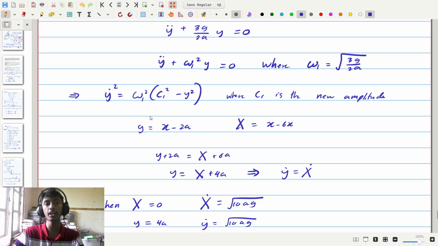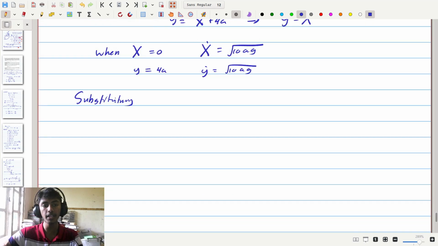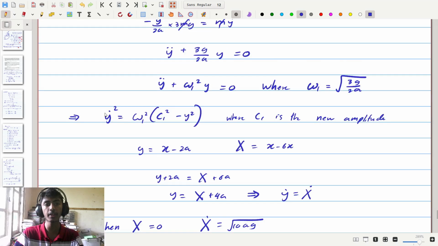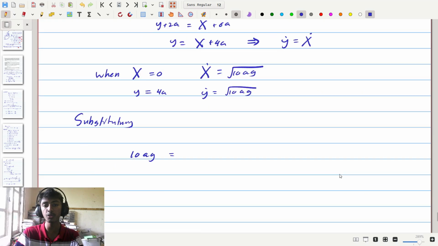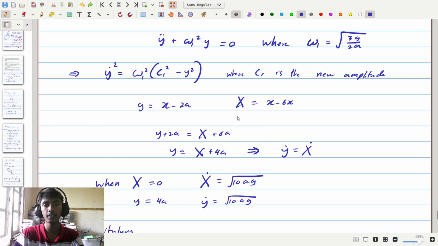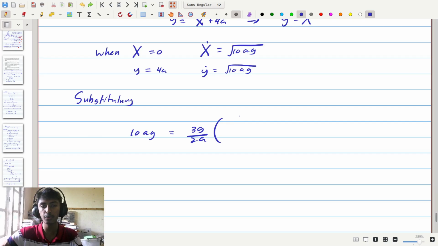So now, substituting, on the left hand side we have y dot squared, which is 10 ag, so we have 10 ag equals, on the right hand side, omega 1 squared, which is 3g over 2a, times c1 squared minus y squared, so we have c1 squared minus 4a whole thing squared.